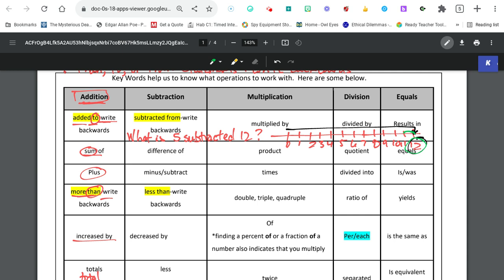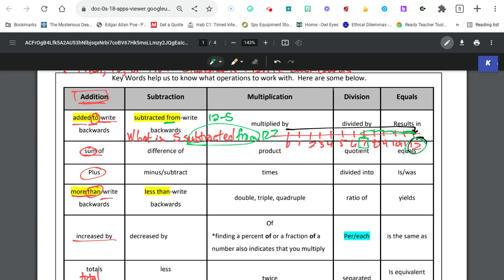So subtracting 5 from 12 means I go left 5. 1, 2, 3, 4, 5. Of course, that puts me at 7. But I have to have 12 first before I can subtract 5 from it. I can't subtract $5 from your $12 if you don't have your $12 first. So, and it should say subtracted from, guys. I apologize. It's got to have from in it, okay? What is 5 subtracted from 12? So if you see subtracted from, again, do 12 minus 5 in this example, or whatever it is.